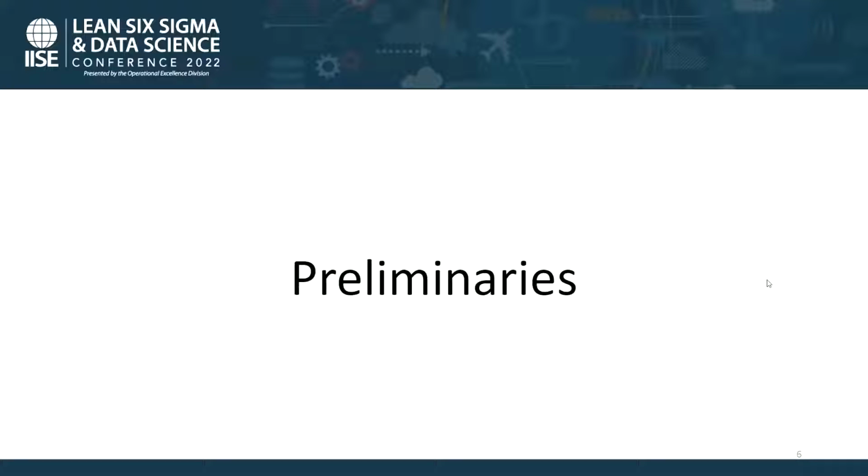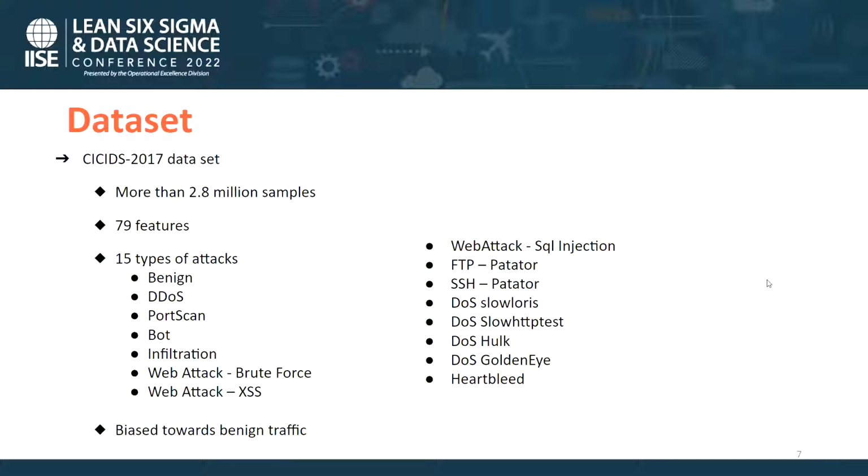Now we're going to jump into the preliminaries. The dataset, as I mentioned before, is the CICIDS 2017 dataset, provided by the Canadian Institute of Cybersecurity. This dataset contains more than 2.8 million samples, and each of these samples has 79 features, which are used to describe the state of the sample. There are 15 types of attacks in this dataset. This includes benign, which represents just normal traffic, normal flow, and 14 more, which are harmful attacks like infiltration or denial of service. A big problem with this dataset, though, is its tendency to be biased towards benign traffic.